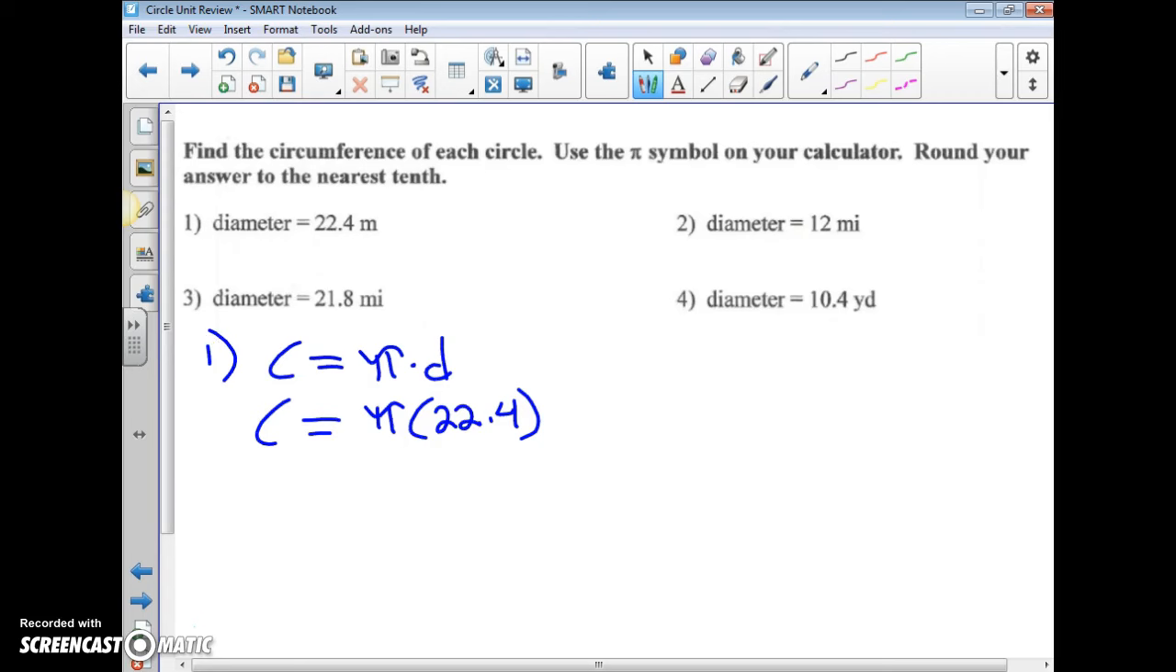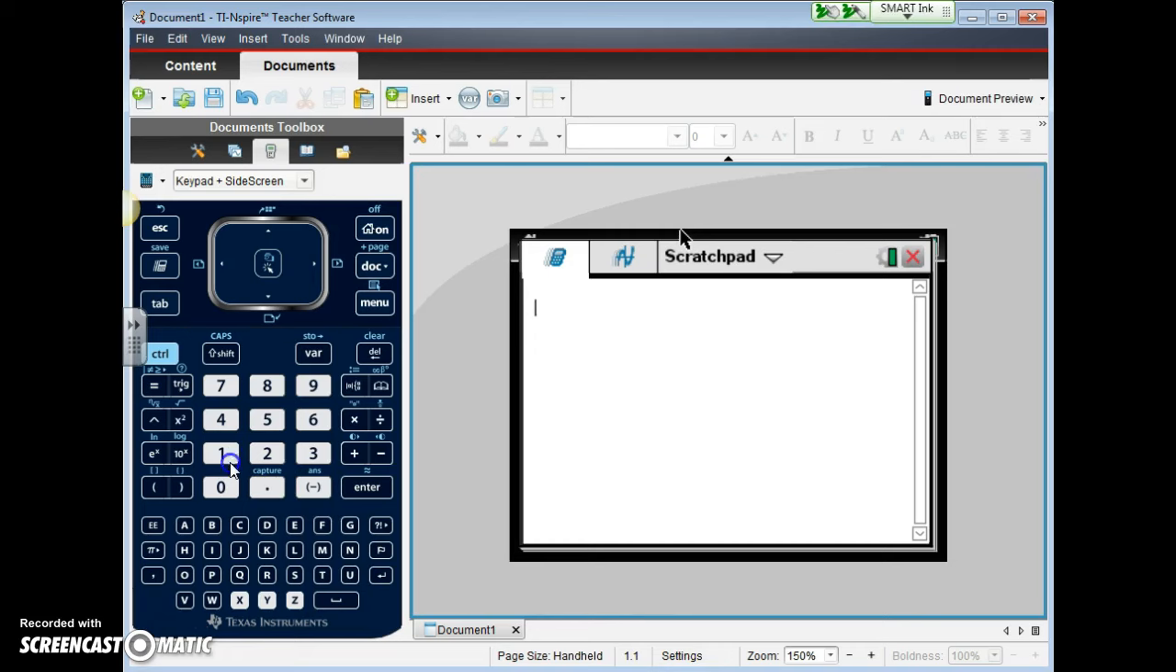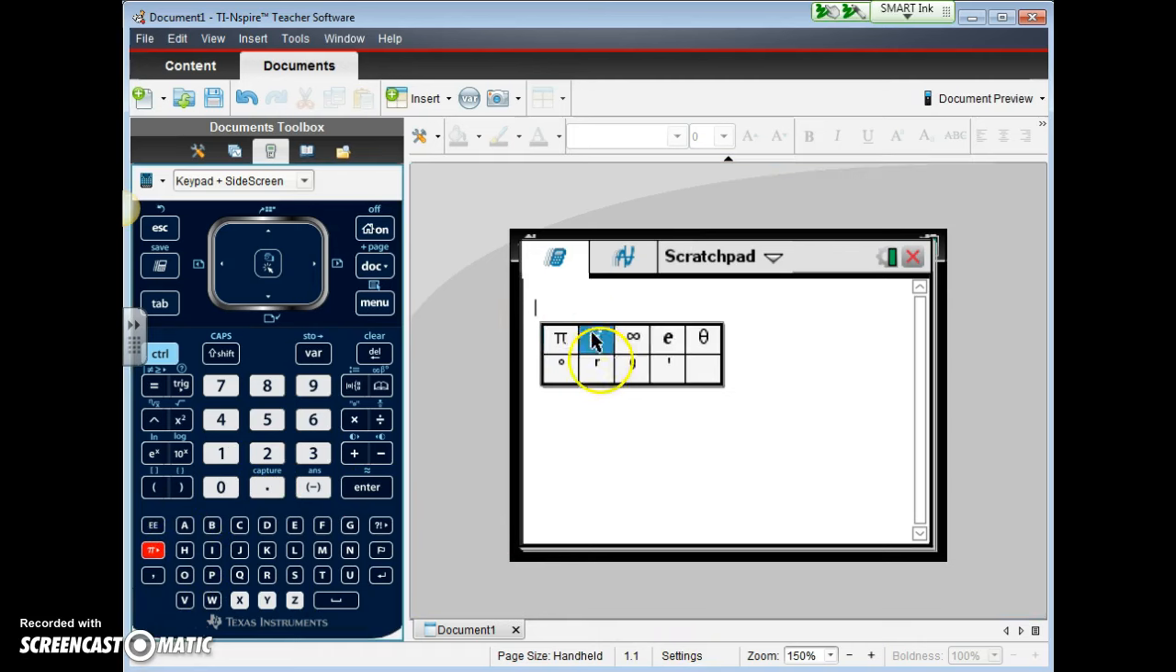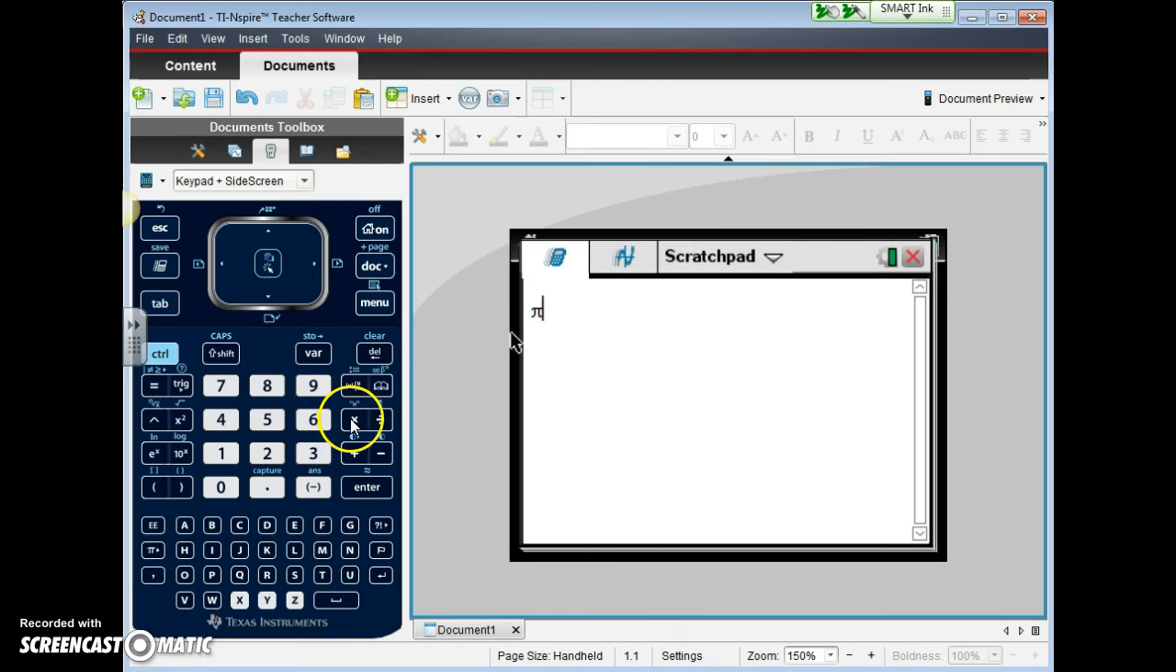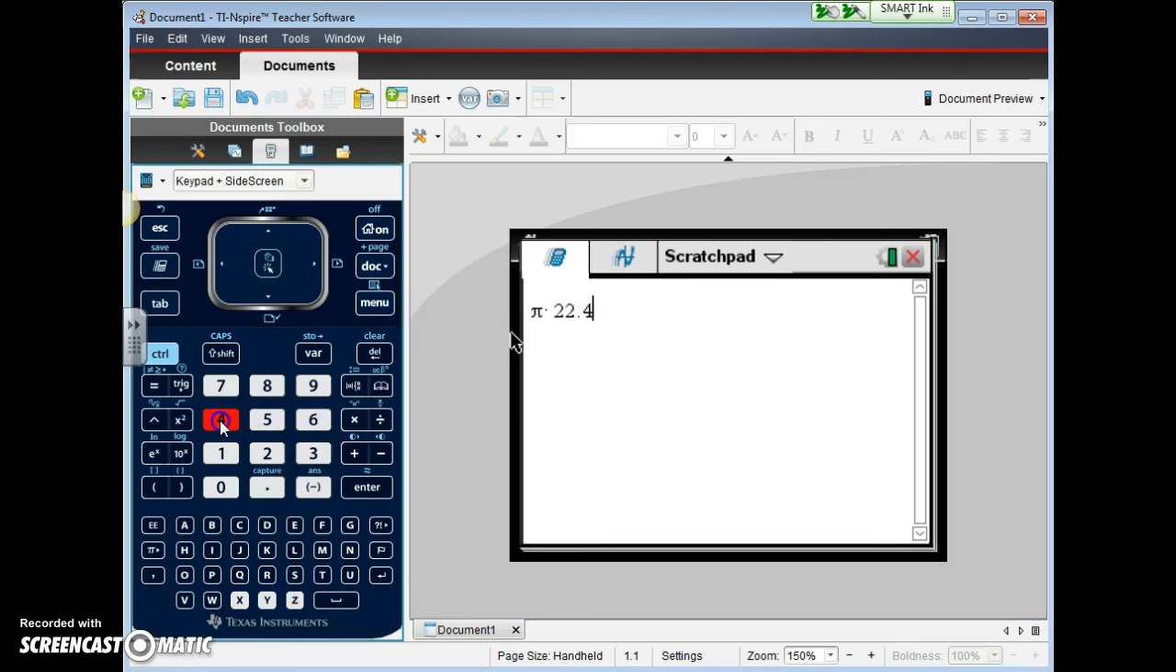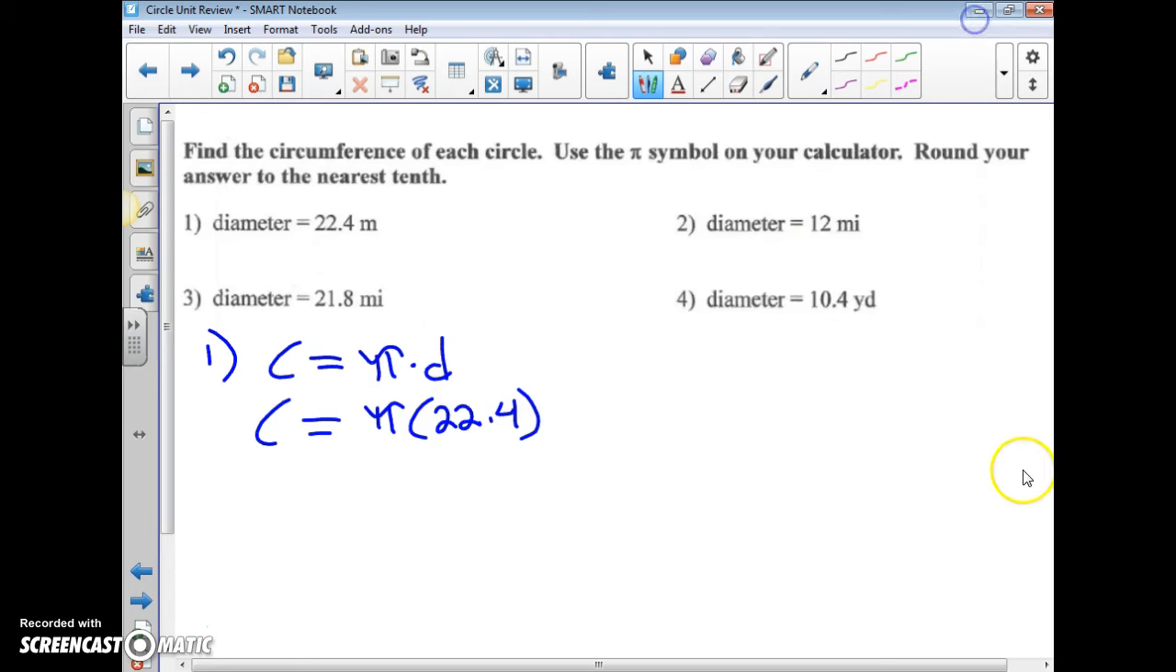Now again, on the Inspire calculators that we use, we're going to do pi, then I'm going to do times 22.4. And again, I need to round to the nearest tenth, so I get 70.4, and you want to make sure that you remember your units of measure, 70.4 meters. And again, since all 4 of these are diameters, you just repeat that process through the next 3 problems. So again, number 1 is about 70.4 meters.